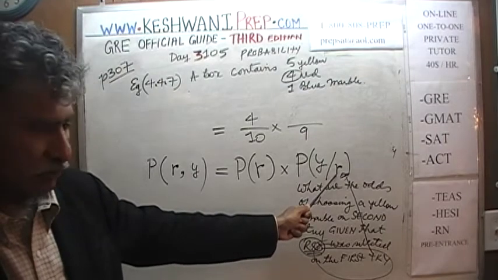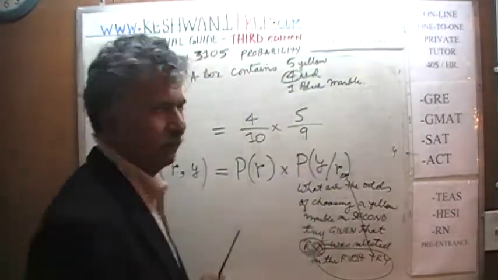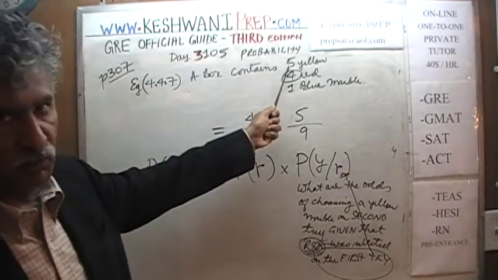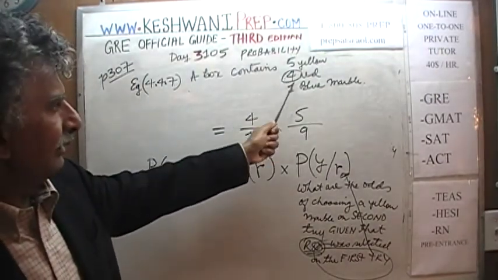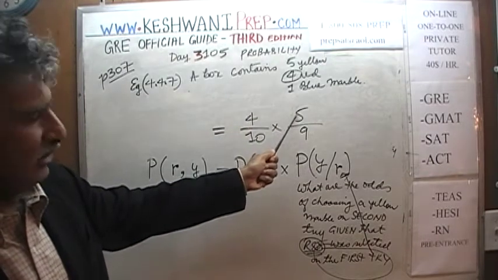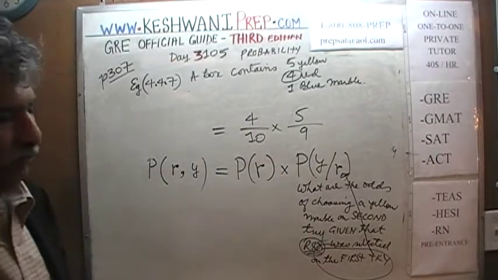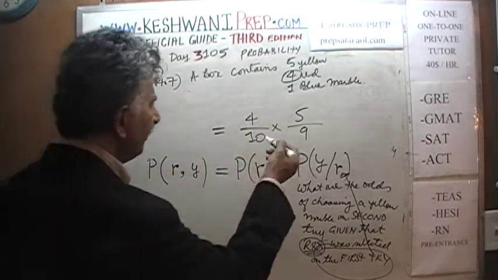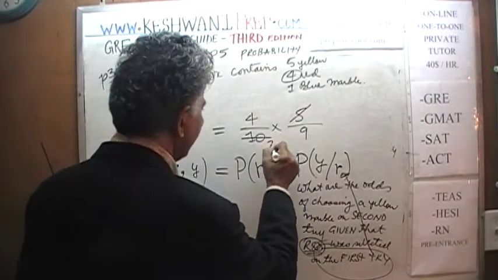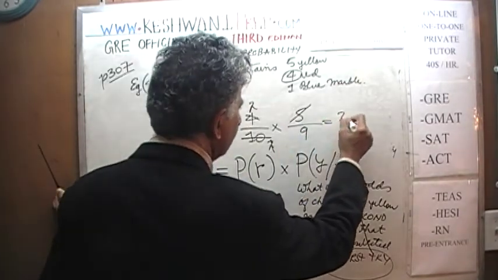If the red one was chosen on the first try, we still have 5 yellow ones, because it was not the yellow one that we chose on the first try. It was the red one. So the number of yellows on the second try does not change. What does change is the total number of marbles. And that's all it is. We are done. Let's simplify it. 5 goes into 10 2 times, and 2 goes into 4 2 times. So just 2 out of 9.